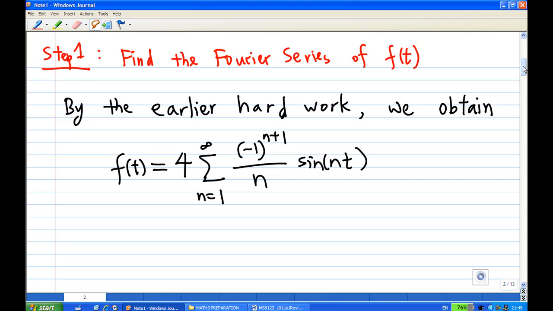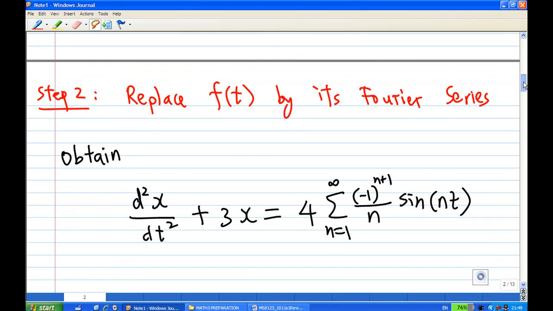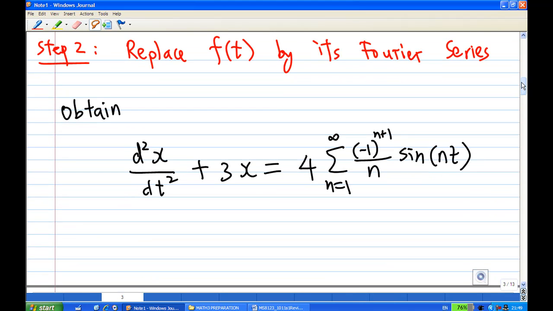After obtaining the Fourier series of f(t), we replace the right hand side f(t) by the Fourier series, so we obtain the differential equation d²x/dt² + 3x = 4 times the summation of n from 1 to infinity of (-1)^(n+1)/n sin(nt).